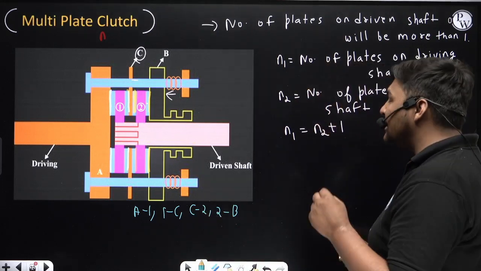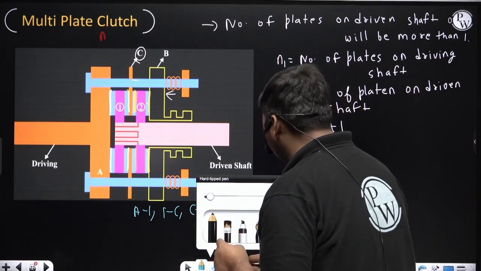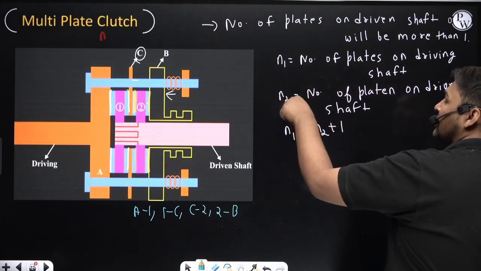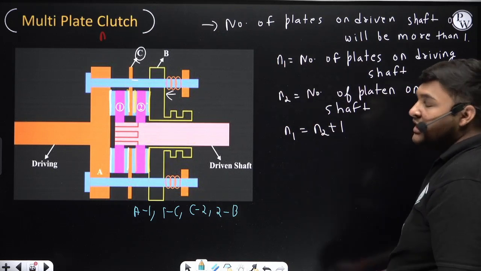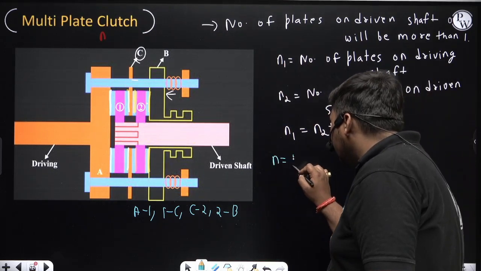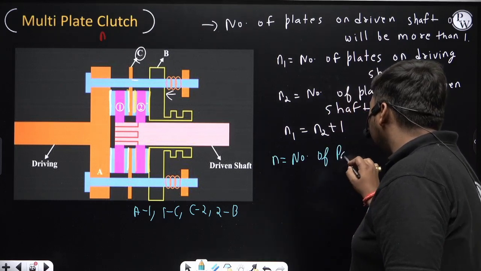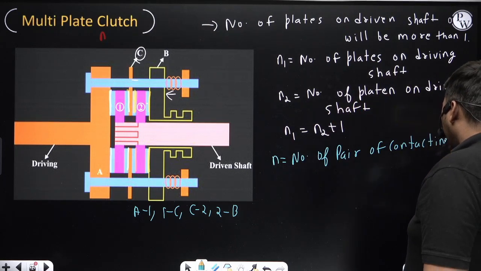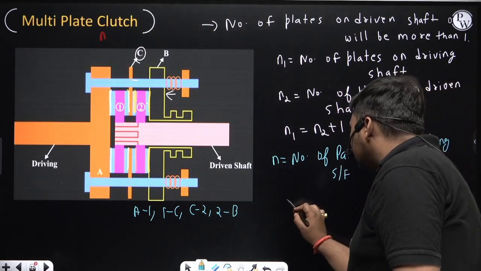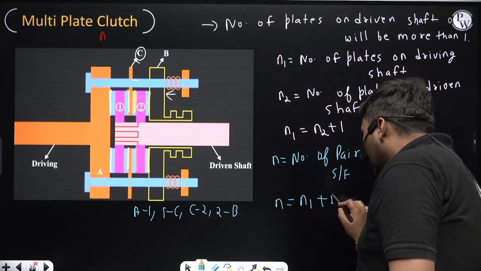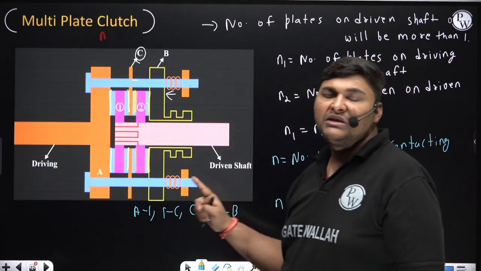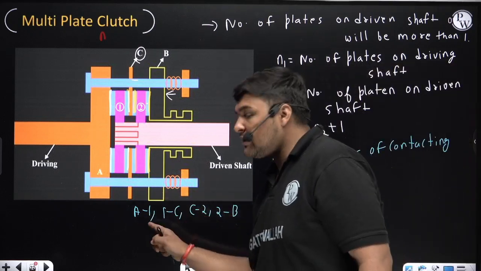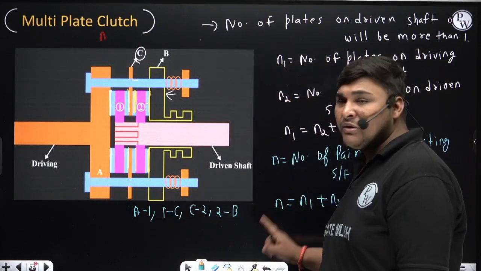The summary is, in a multi-plate clutch, small n1 is the number of plates on the driving shaft and small n2 is the number of plates on the driven shaft. In an exam, if only n2 is given, you can calculate n1 from this equation. If small n is the number of pairs of contacting surfaces, then the formula to calculate it is n1 plus n2 minus 1. Like in this diagram, n1 is 3, n2 is 2. So 3 plus 2, that is 5, minus 1, comes to 4. That is 4 pairs of contacting surfaces. You need to remember this expression.